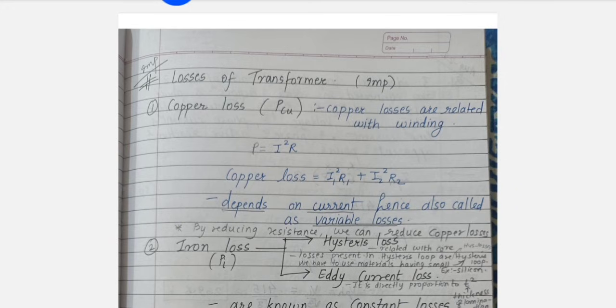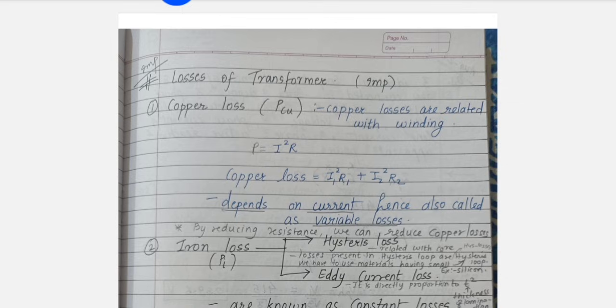Then we will come to losses of transformer. We have two types of losses, that is copper loss and iron loss. So how you can explain about copper loss and iron loss, we can see. So for copper losses, we all know copper loss. When does it happen? It happens because the wires, the copper coils in the transformer, have some resistance. When electricity flows through these wires, they heat up due to this resistance and energy is lost as heat. So it's directly proportional to the square of current flowing through the windings and the resistance of the wire.